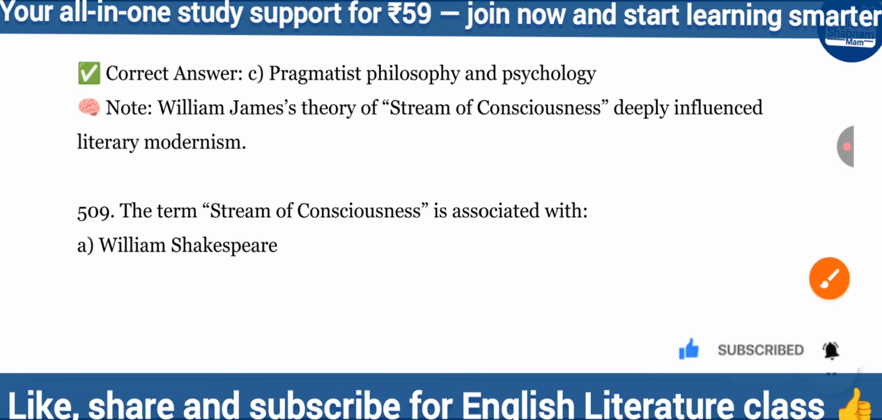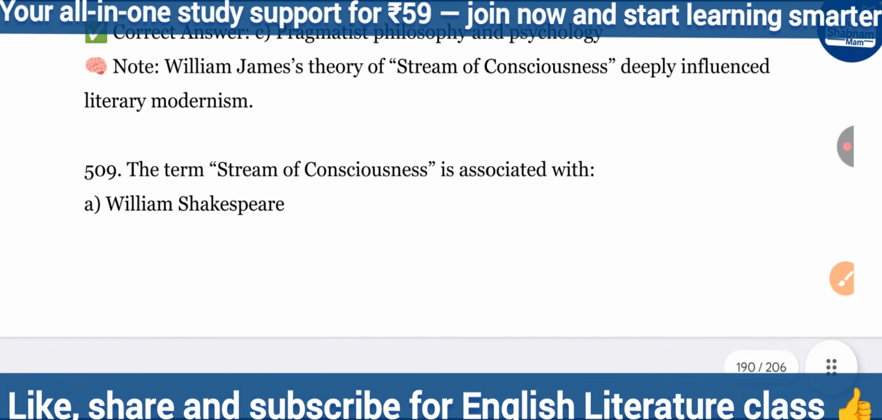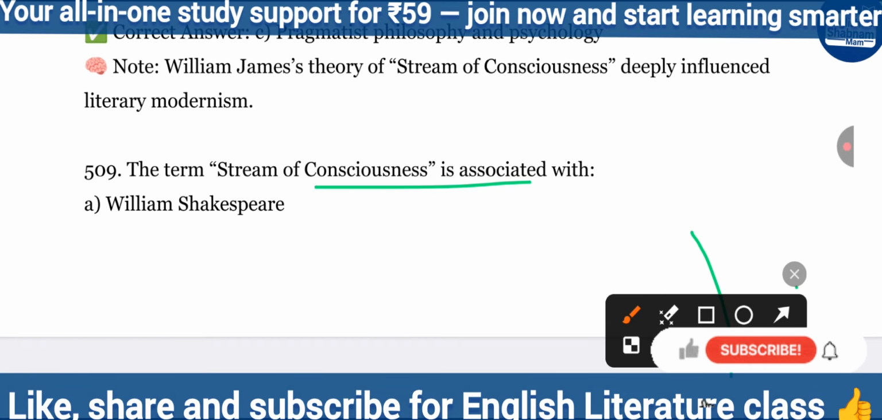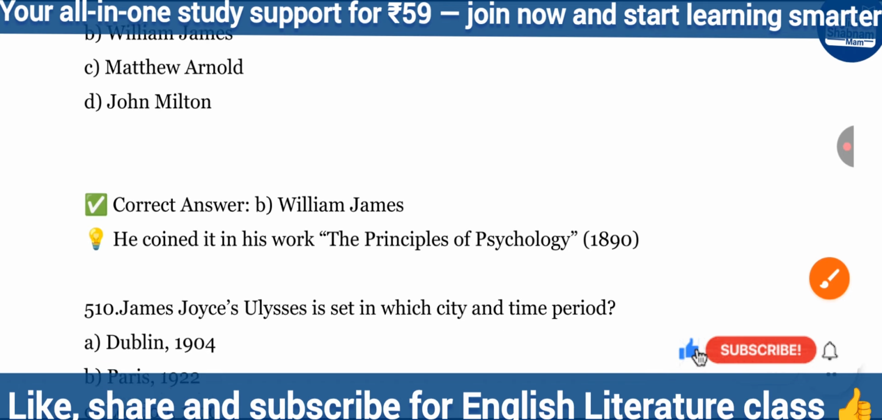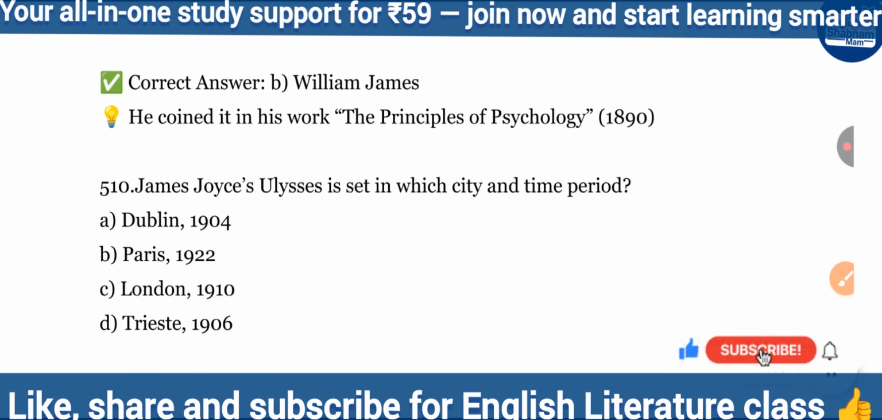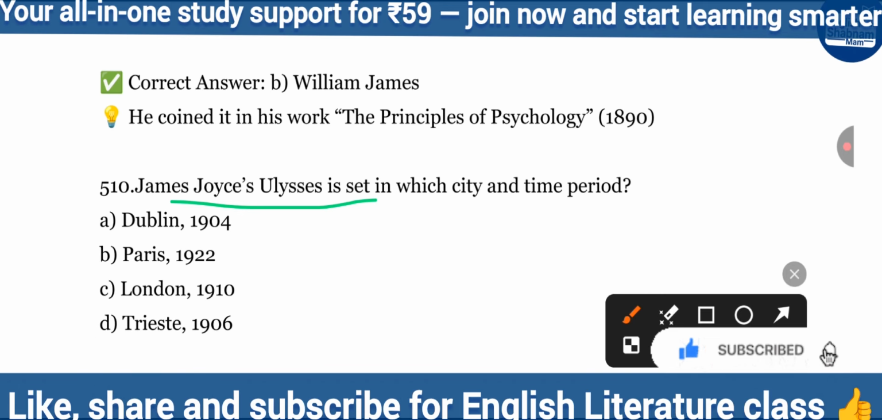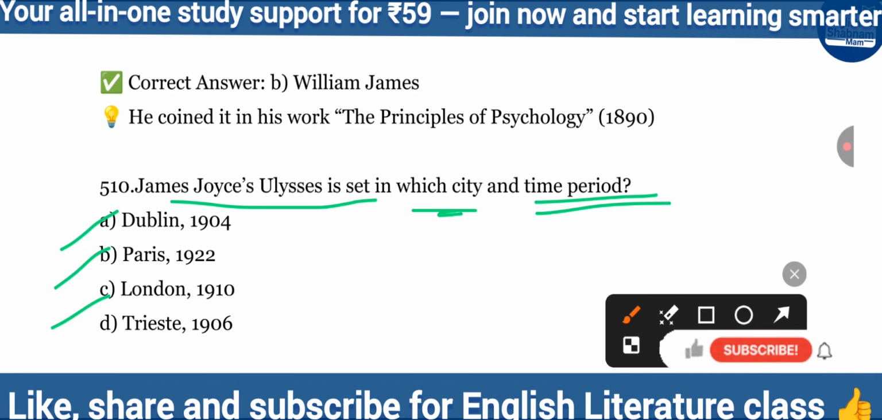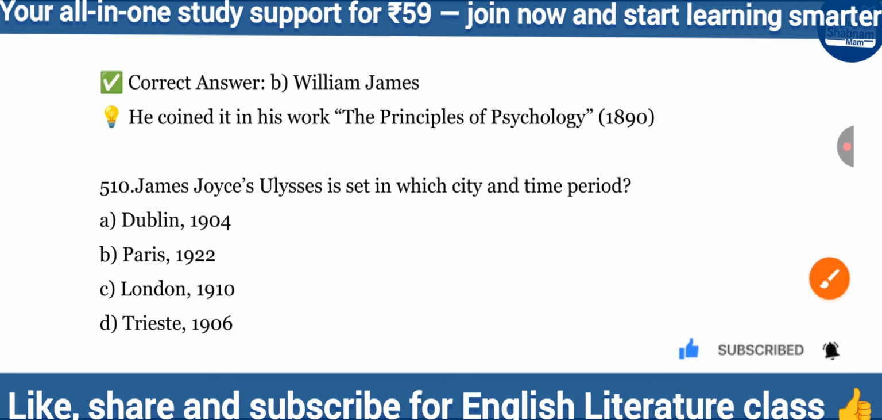Next one we have the term stream of consciousness. We have already solved this question. Okay, so we can skip. Let me see if there is any important one. Okay, so James Joyce's Ulysses is set in which city and time period? A. Dublin 1904, B. Paris 1922, C. London 1910, or option D. Trieste 1906. So option A, Dublin 1904, is the correct answer.